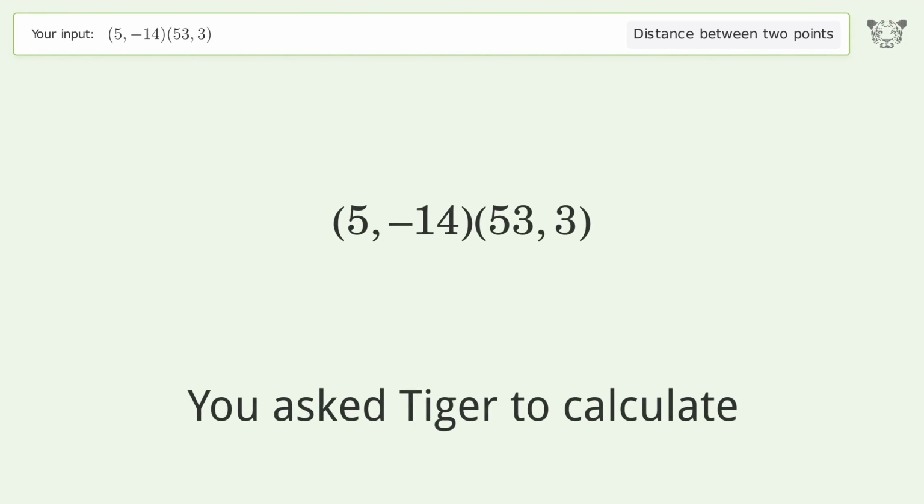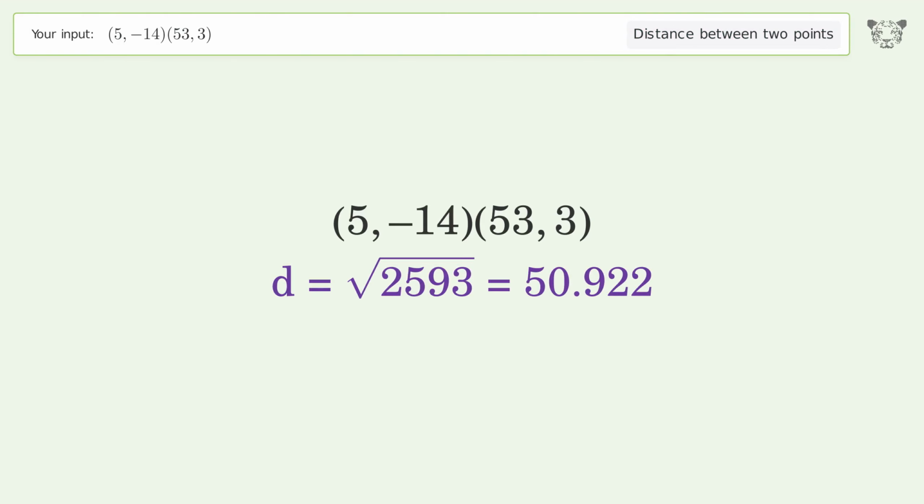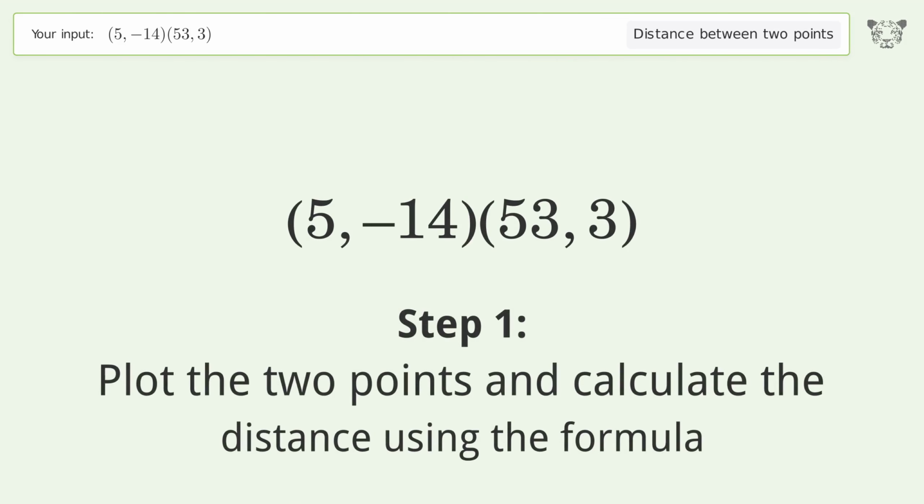You ask Tiger to calculate. This deals with the distance between 2 points. The distance between the 2 points is the square root of 2,593, or 50.922. Let's solve it step by step. Plot the 2 points and calculate the distance using the formula.